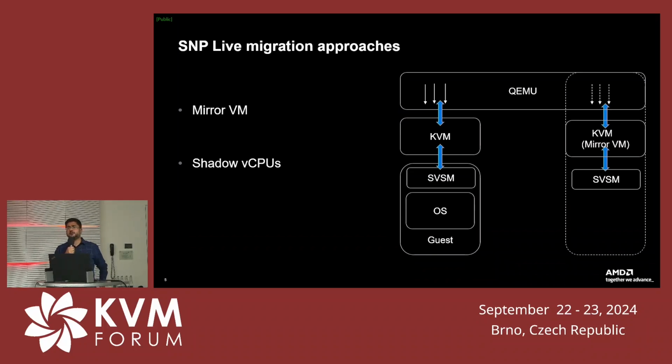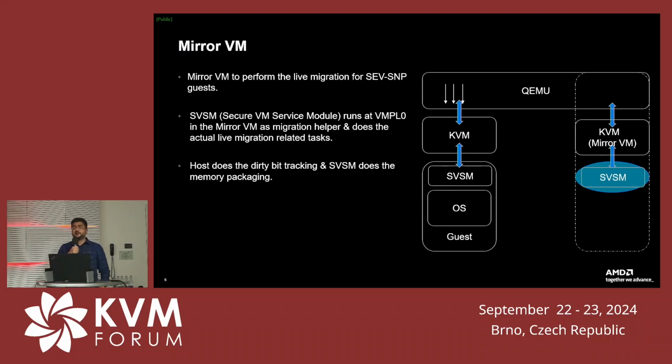But the only common thing is these additional vCPUs run at VMPL 0, or at the level where SVSM, or Coconut SVSM, which is a current working module, runs. So these additional vCPUs will not be exposed to the guest OS and will only be running at SVSM level. First technique is the mirror VM technique.